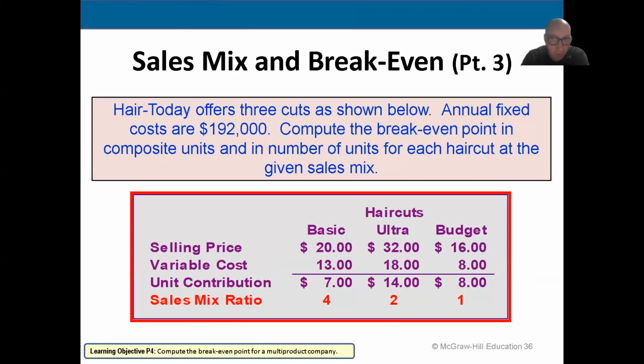Here we have an example. We have a company here that provides haircuts as a service. There's 3 different kinds of haircuts that this company provides. Basic, the Ultra, and the Budget. Ultra is the top tier, Budget's the low end, and the Basic's middle of the road. So we have some data. Annual fixed costs are $192,000. We need to compute the break-even point for composite units using the sales mix below.